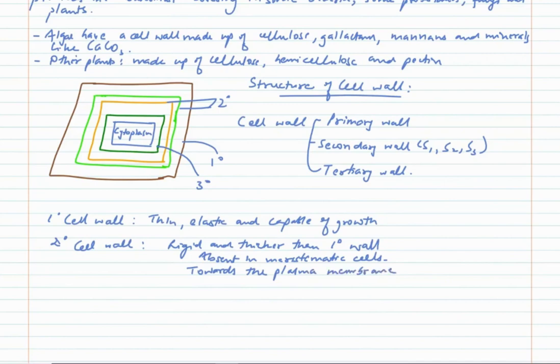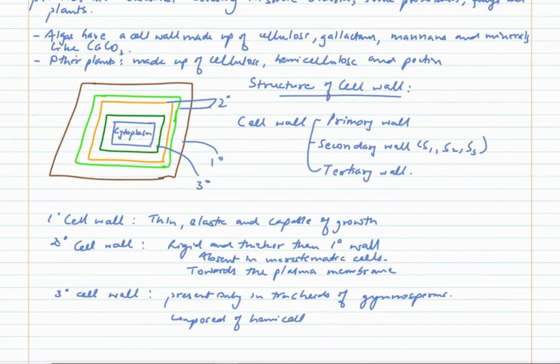Tertiary wall may or may not be present. It is present only in tracheids of gymnosperms. It is composed of hemicellulose and xylem.